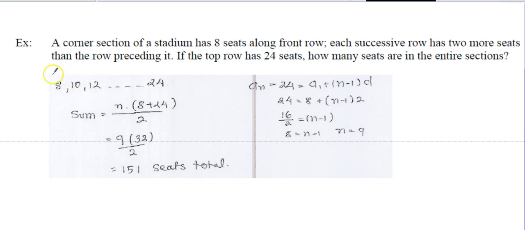So pretend that the first row has 8, then 2 more, and 2 more, and 2 more. So this is like 8, 10, 12, like a typical stadium section that increases each time. So the first term is 8, the last term is 24. All we need to know is how many terms there are. And n is 8, so there are a total of 151 seats in this section.